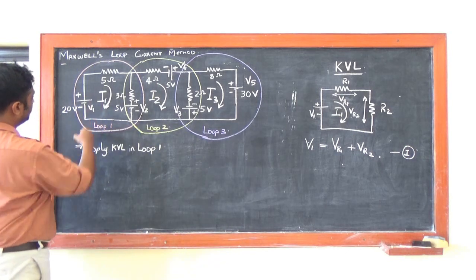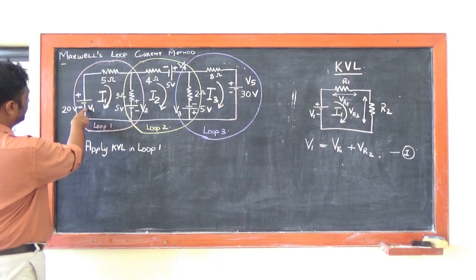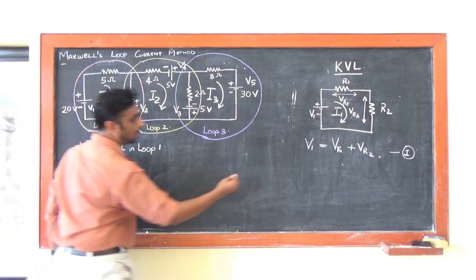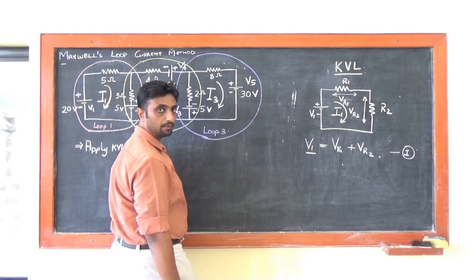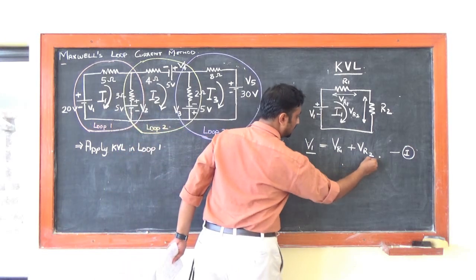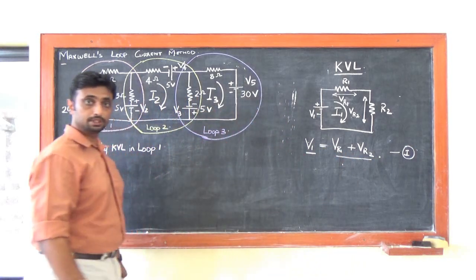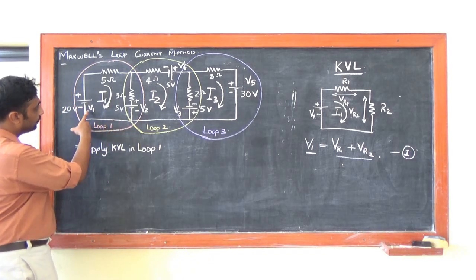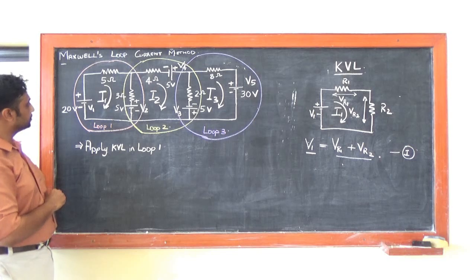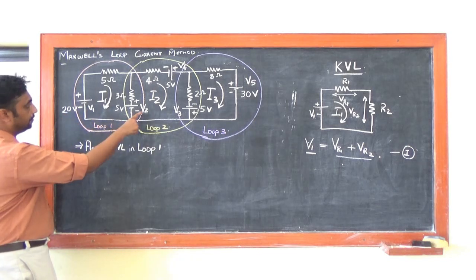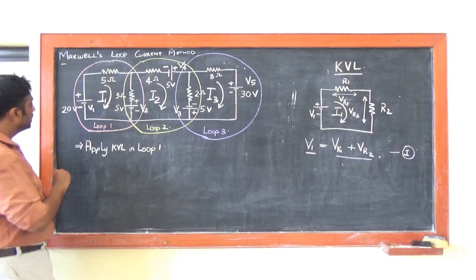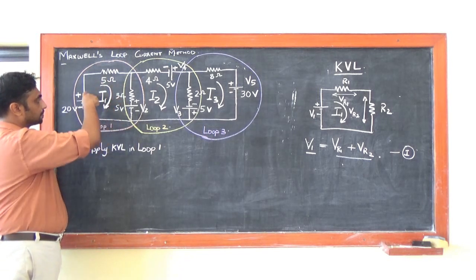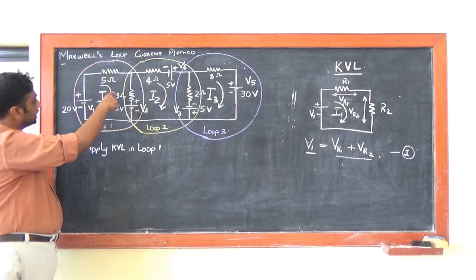So in our loop 1, what do we have? We have V1, we have V2. Always remember, start with all the voltage sources and then start with all the voltage drops. So how many voltage sources do we have? We have V1 and V2. V1 is how many volts? 20. V2 is how many volts? 5 volts. Now, what direction of current have we assumed? A clockwise direction.